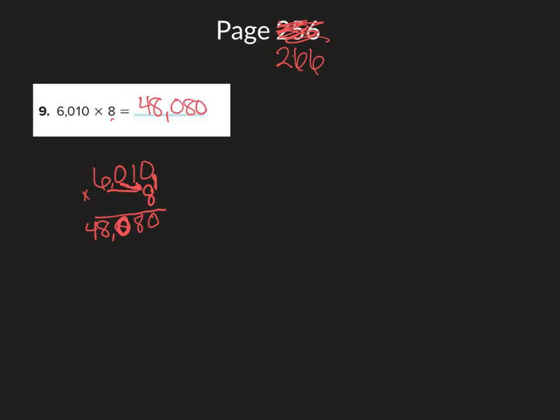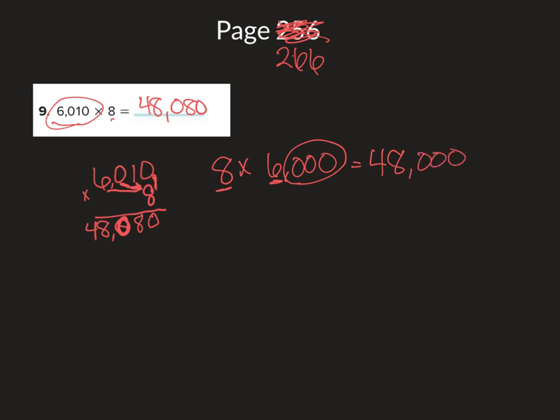Okay, let's do our estimate here. We're going to keep 8 the same, and 6,010 is going to become 6,000. So 8 times 6 is 48, 3 zeros. 48,000 is really close to 48,080. So check, check. We're good to go.